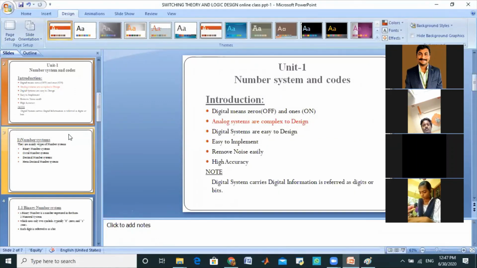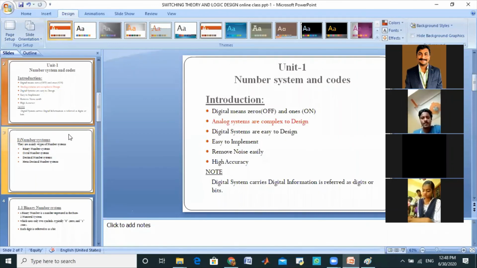I don't know why Pawan is not writing notes. Pawan, please write notes. You are not writing notes, and some of the members are not writing notes.